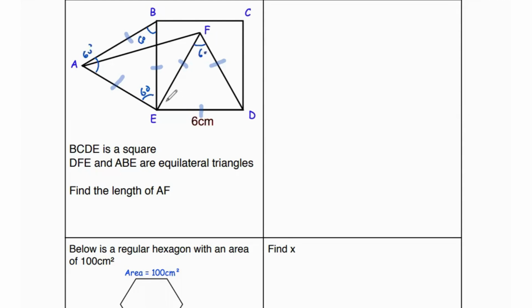And this is also 60. And since this is a square and a square has all right angles, so this is 30, which means this is a 90-degree angle, and that's a right angle triangle over here. If we highlight this, this is a right angle triangle.